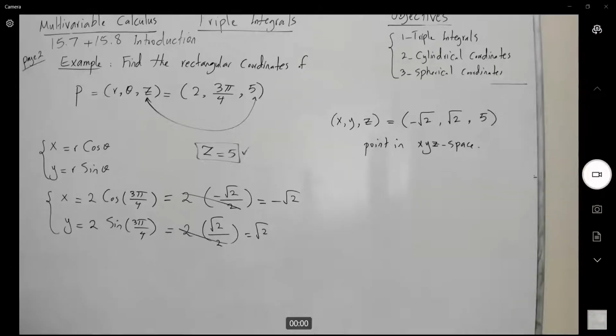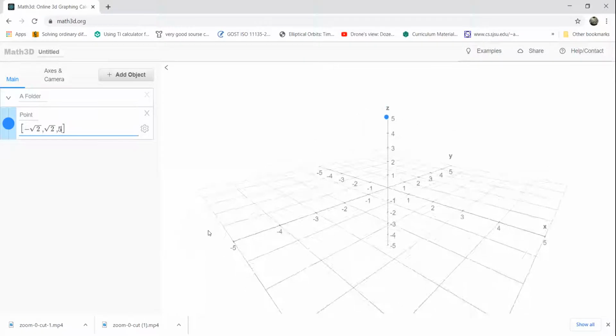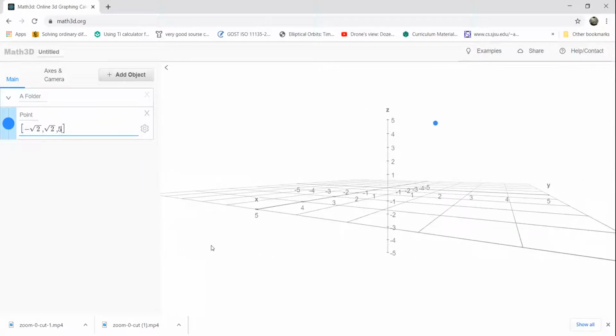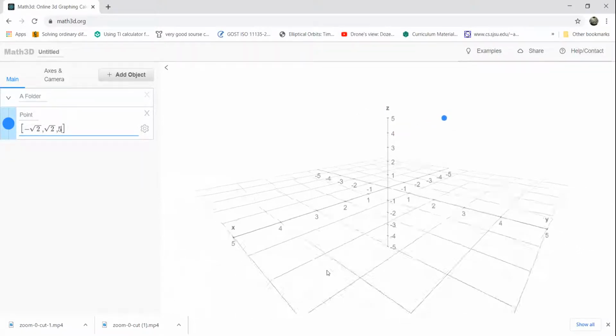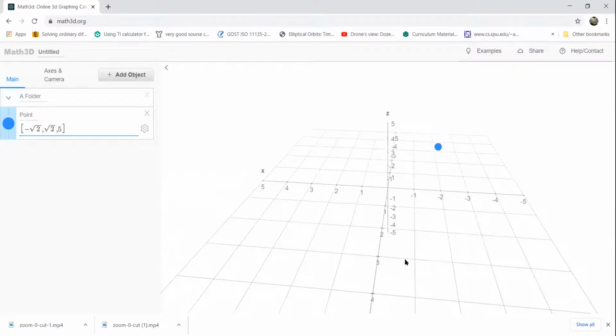Let's take a look at our point. Negative square root of 2. Next point. Positive square root of 2. And finally, your z is equal to 5. This is your point in x, y, z space.